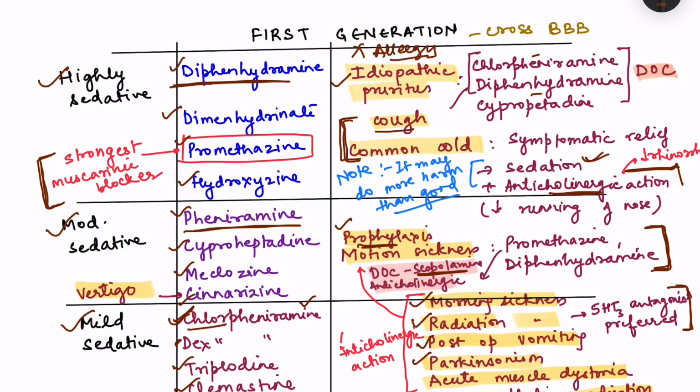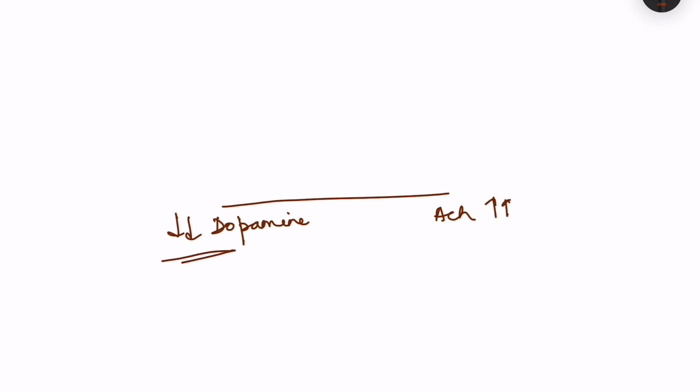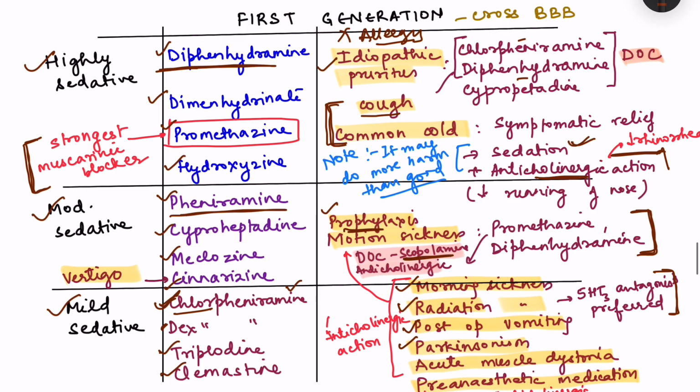Then we have Parkinsonism. Why Parkinsonism? Well, in Parkinsonism, in the brain there is a balance between dopamine and acetylcholine. The main problem in Parkinsonism is a decrease in the dopamine level. So there is relative increased activity of acetylcholine compared to dopamine. So if we block the cholinergic receptors, we will have less action of acetylcholine. So that is why in Parkinsonism, these anticholinergic drugs can be used. Basically, antihistaminics also can be used. That is promethazine. Then we have acute muscle dystonia.